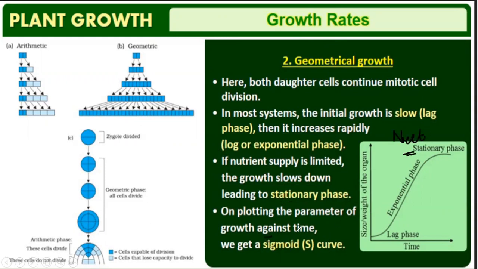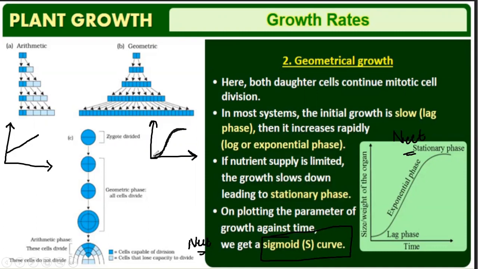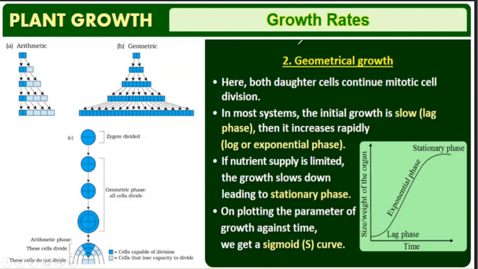And what is the shape of the graph obtained during geometrical growth? It is a sigmoid growth curve. This is also very, very important. While plotting the graph of an arithmetic growth curve, you will get a straight line, a linear curve. While plotting a graph for geometrical growth, you will get a sigmoid curve containing three major parts: lag phase, followed by log phase, then stationary phase. You will be asked to arrange the phases in the correct sequential order. So lag phase, log phase, and stationary phase, and the shape is a sigmoid curve.